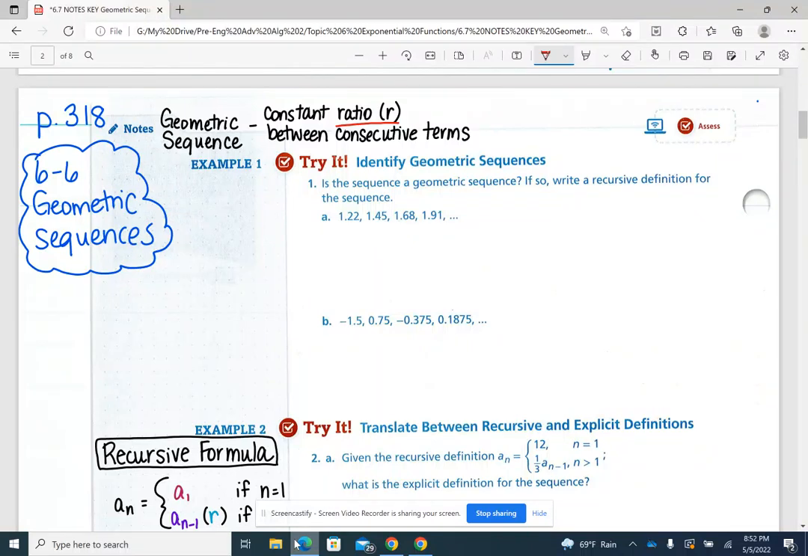Everyone, welcome back to Algebra 2. Today we are on page 318 of your workbook and we're going to be looking at 6-7 geometric sequences. Now what is a geometric sequence?